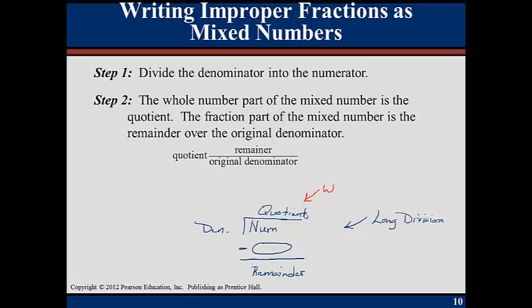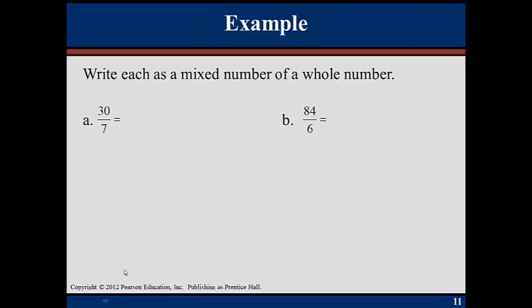So this is the whole number. This is now my numerator, and I keep the original denominator. Some examples. We have 30 over 7 and 84 over 6. Let's rewrite both as a mixed number. So we're going to do 30 divided by 7. Well, 7 goes into 30 4 times. That gives us 28. We subtract and we have a remainder of 2. So the whole number part is 4. The remainder is 2. And the original denominator, well, that's 7. So this is 4 and 2/7.